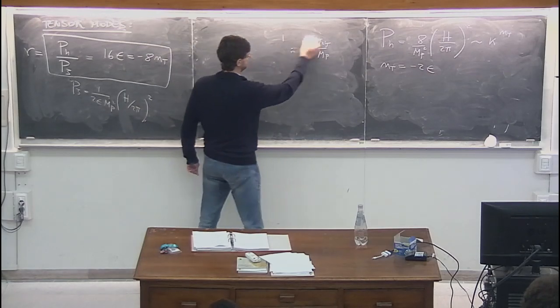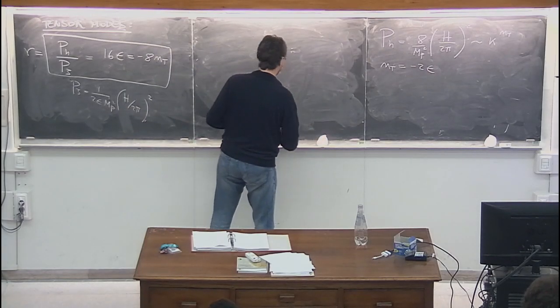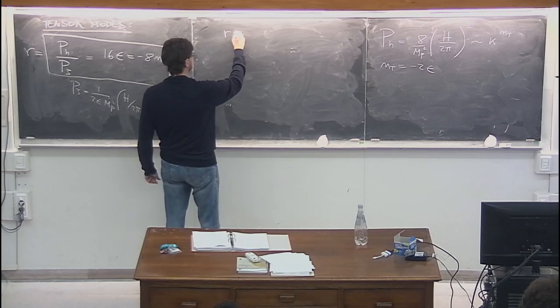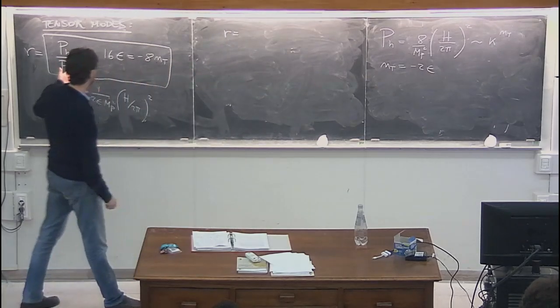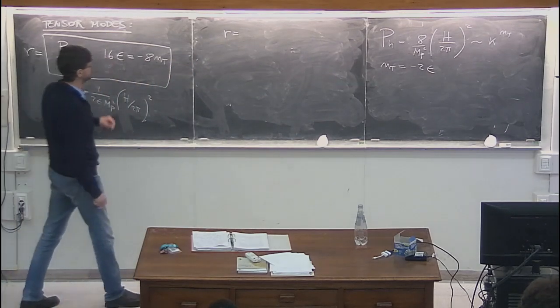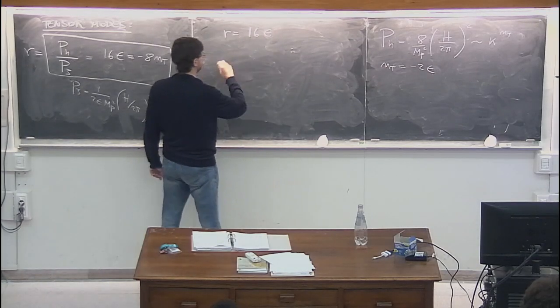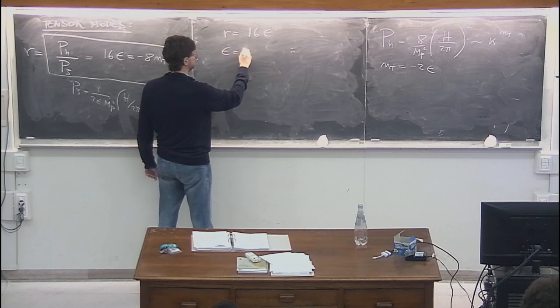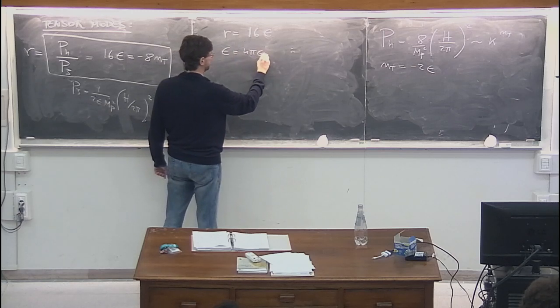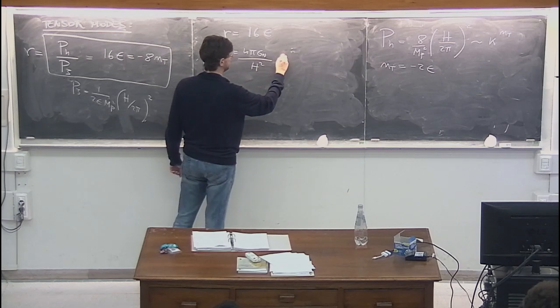So let's rewrite this expression for R, which is the ratio of the two power spectra, and let's rewrite it in terms of this epsilon thing. Now, the epsilon, if you remember, was 4 pi G Newton divided by H squared times phi dot squared.